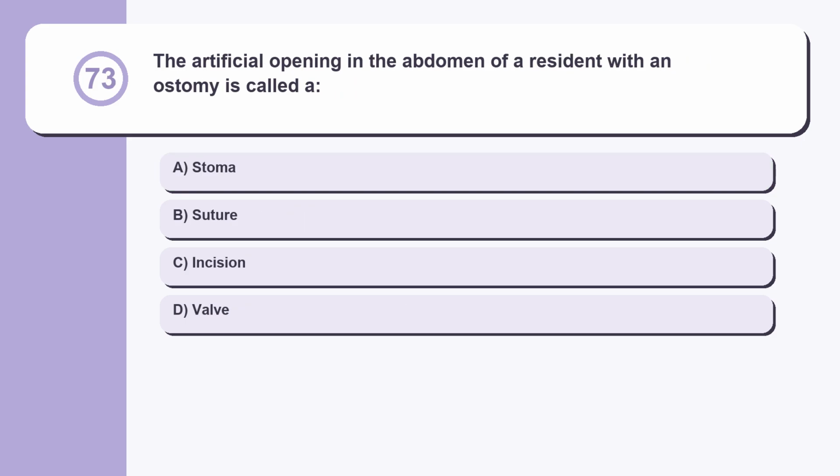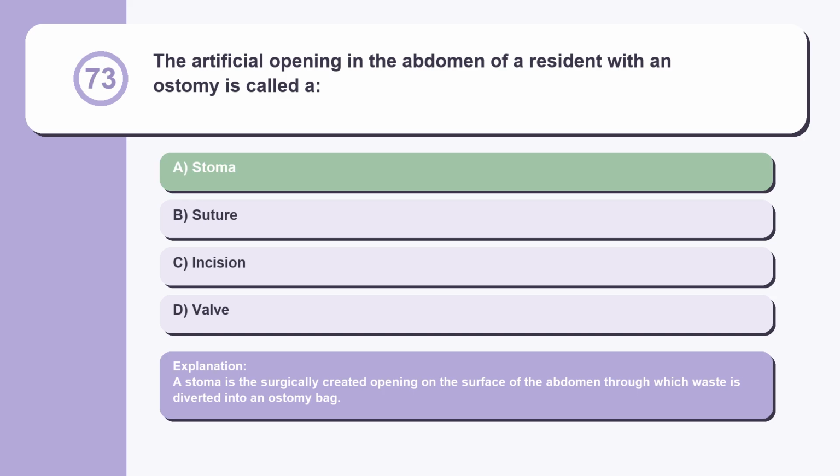Question 73. The artificial opening in the abdomen of a resident with an ostomy is called a stoma, suture, incision, valve. A stoma is the surgically created opening on the surface of the abdomen through which waste is diverted into an ostomy bag.